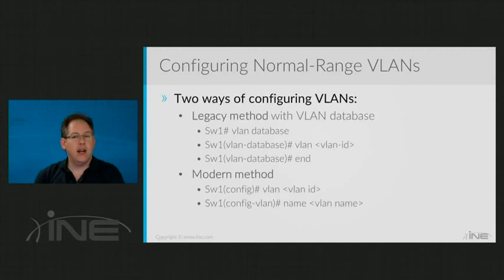So there's two ways of configuring VLANs. There is the legacy method called the VLAN database method, where as you can see you just typed in VLAN database and then you typed in your VLAN ID. And then there's the more modern method, which is going into global configuration mode and typing VLAN and the number. Now what's the difference between these two? Well, strongly recommended that you not use VLAN database mode.